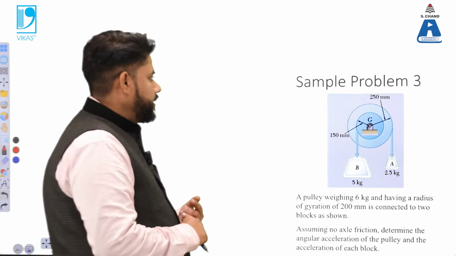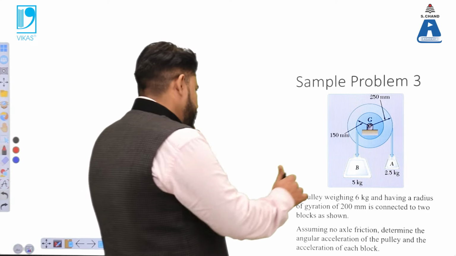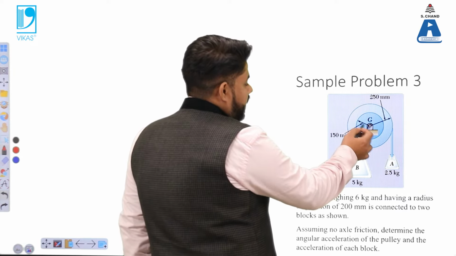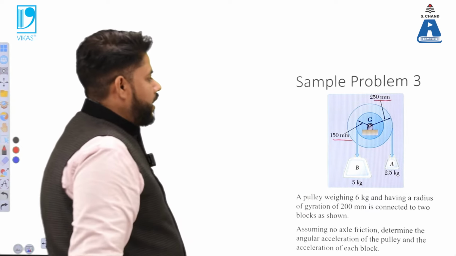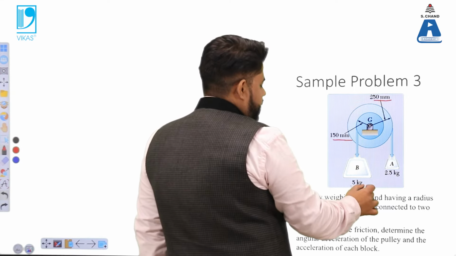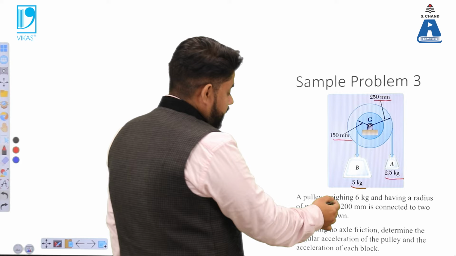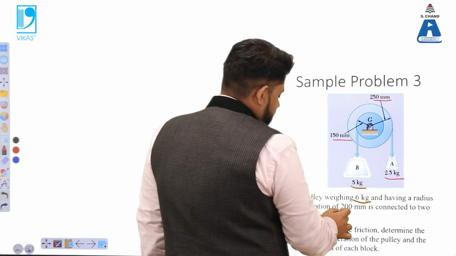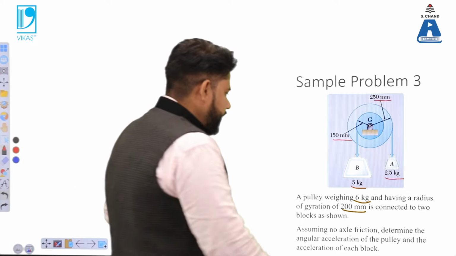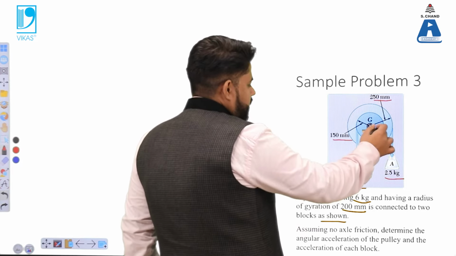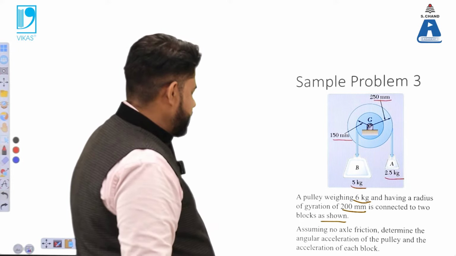So the problem is like this. We are having a pulley weighing system, which has two pulleys with the radii mentioned. The first one has a radius of 150 mm and the other has a radius of 250 mm. The first pulley is carrying a weight of 5 kg and the second pulley is carrying a weight of 2.5 kg. And the pulley mentioned here weighs 6 kg and has a radius of gyration of 200 mm. So 200 mm is the radius of gyration of this pulley, and that is connected to two blocks as shown. So this is a connection, and that particularly is connected to these two blocks. The weights and the distances are mentioned there.